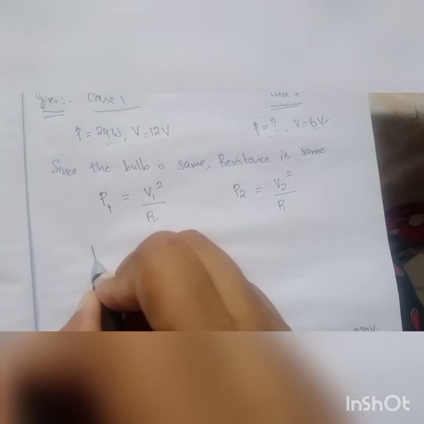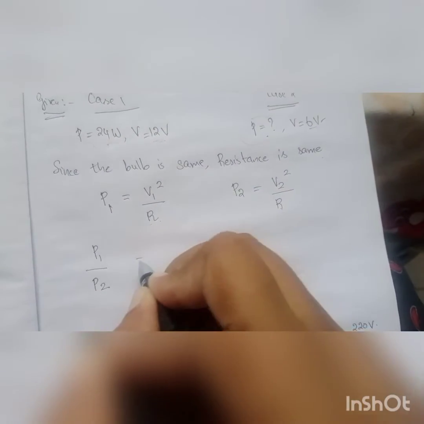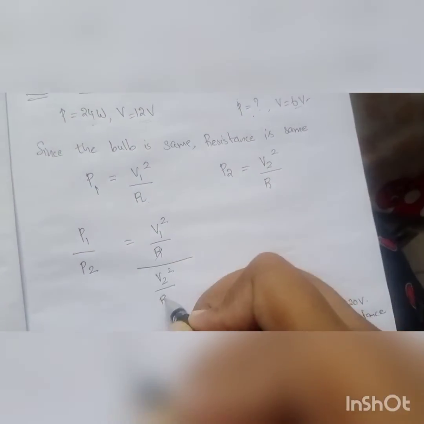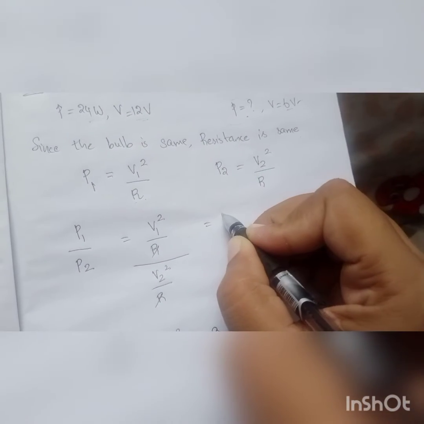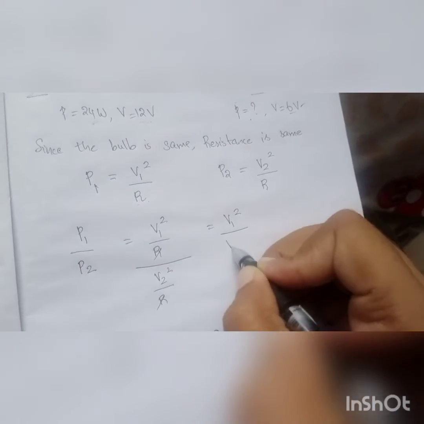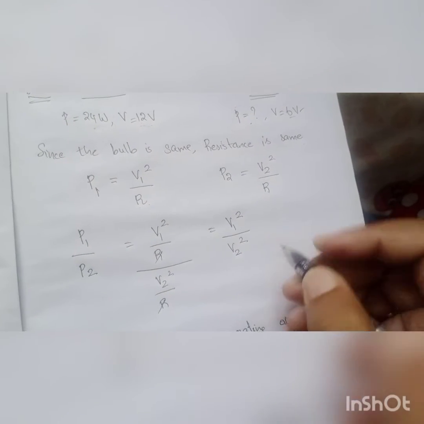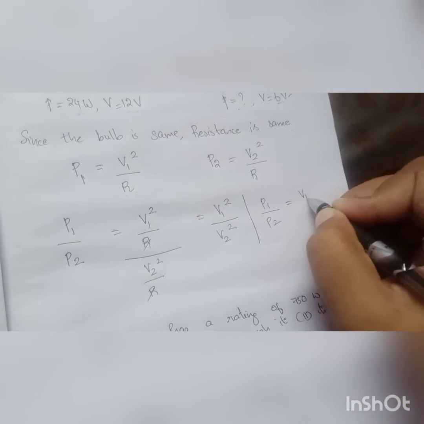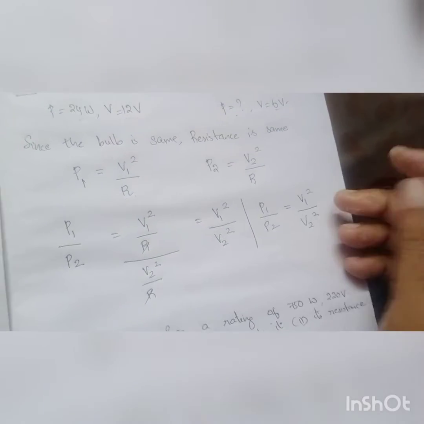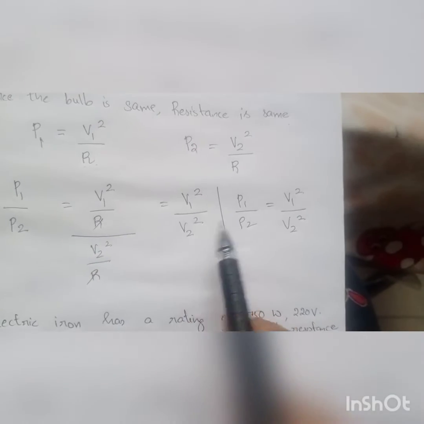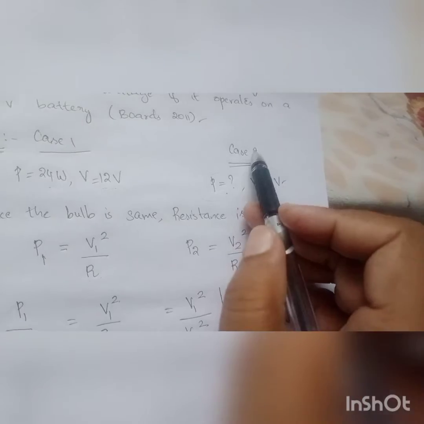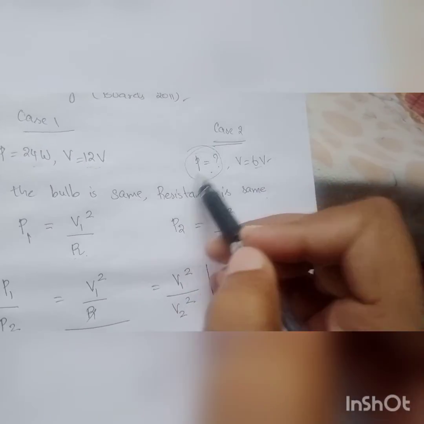Now let us find out the ratio P1 by P2. That will be V1 square by R divided by V2 square by R. R and R get cancelled, and we will get V1 square divided by V2 square. So we'll get P1 by P2 is equal to V1 square divided by V2 square. So what do you have to find? We have to find the P2 value. In case 2, what is the power?